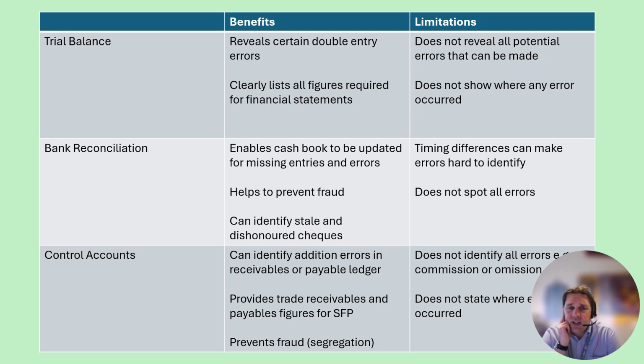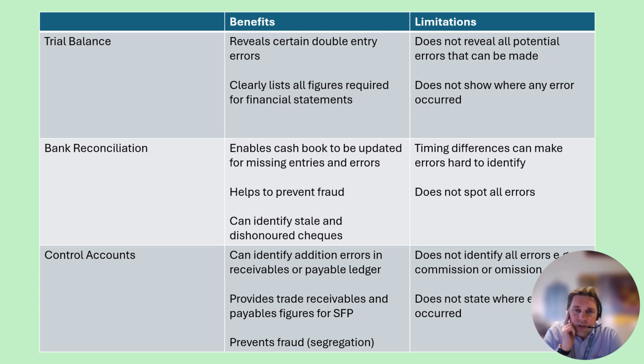However, with bank reconciliation there are timing differences. So sometimes it's difficult to find errors because money is going in and out so quickly. So it's not always easy to spot, and it doesn't spot all of the mistakes that you can make. The one good thing with bank reconciliation is it is one method that can find an omission error.